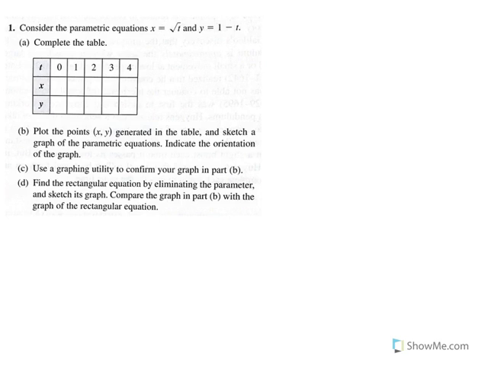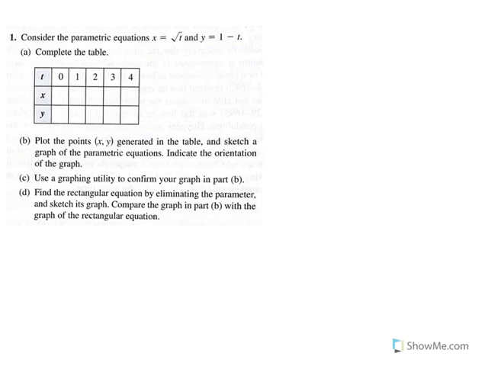So for our first objective, you'll be able to sketch the curve represented by a set of parametric equations. And then for our second objective, we'll be able to eliminate the parameter. We'd like to look at both objectives by using this particular problem. Number one, consider the parametric equations x is equal to the square root of t and y is equal to 1 minus t. Complete the table.